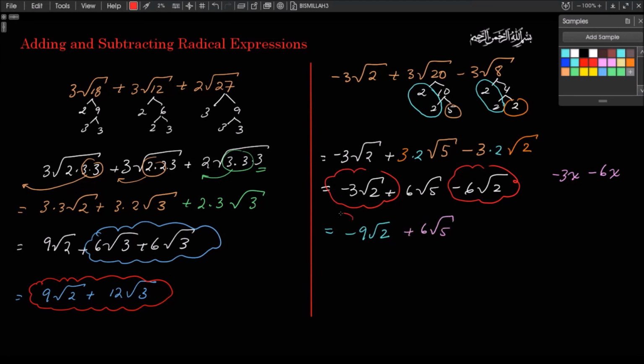And that's it. You can't simplify this any further, but that certainly looks better than what we had started out with. Inshallah, next time we shall elaborate on this and do some more examples.